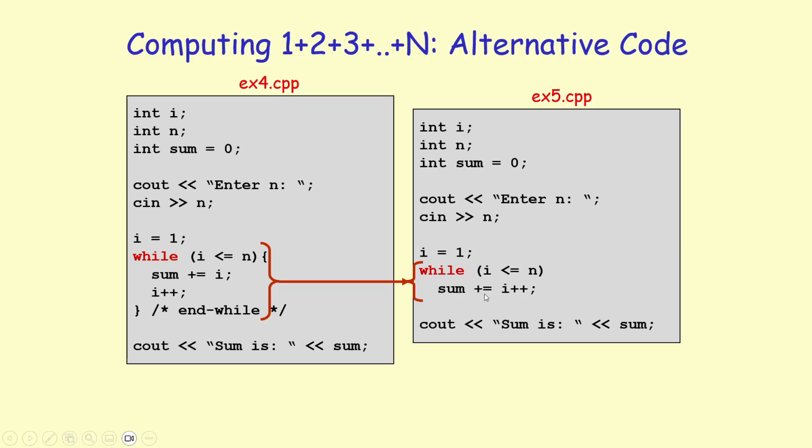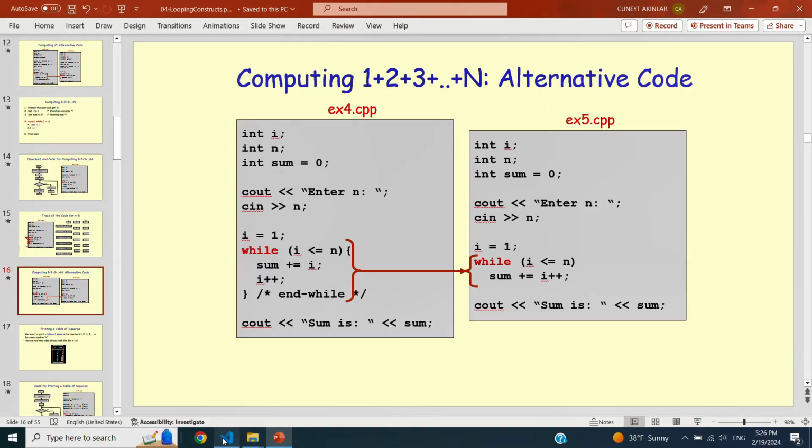So I can say sum plus is equal to I plus plus. Why does this work? Because this statement is going to take the current value of I, add it to sum, and then increment I. So when you extend this into two statements, you're going to get exactly these two statements. So when you have statements like this, you can actually combine them into a single statement like this. And that's example 5. So let me go to my examples.